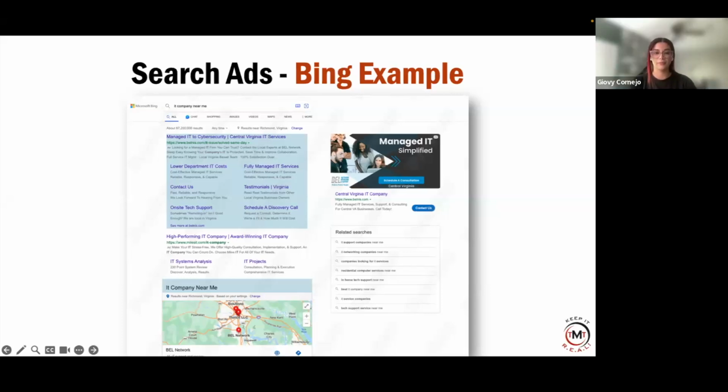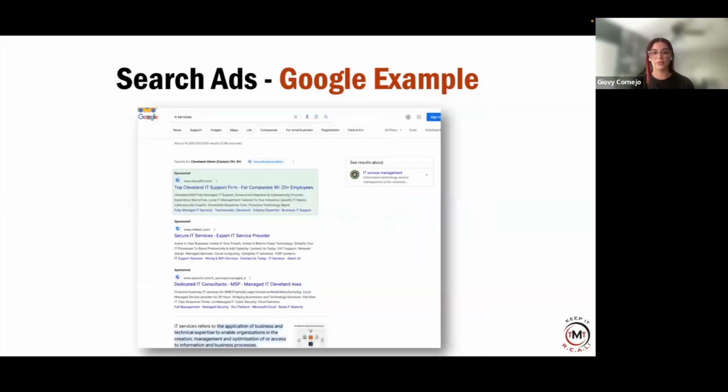Exactly. So it's always good to test a number of different creatives too. And the good thing with Bing, it does allow you to do that.